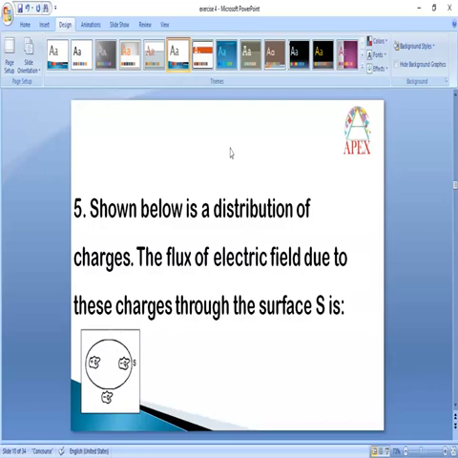Question number 5. Shown below is a distribution of charges. The flux of electric field due to these charges through the surface S is. The total flux they are asking here to calculate. So that will be here, these two charges are inside this particular surface. Hence the total charge inside the surface is equal to 0. When the total charge inside is 0, then the flux through the surface also will be 0 here.